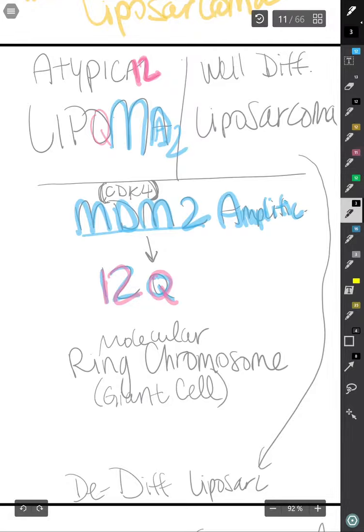Another thing that's really high yield about these entities is that there's this molecular ring chromosome or giant cell chromosome. Basically, if they show a picture that looks like this, it's kind of forming a ring, maybe not all the way, but almost horseshoe shaped. This is your chromosome pattern, my little scribble of it at least. So if they show anything like that, they're talking about this entity. So over here, I like to do that with their M. I just create that into this ring chromosome. So giant cell.